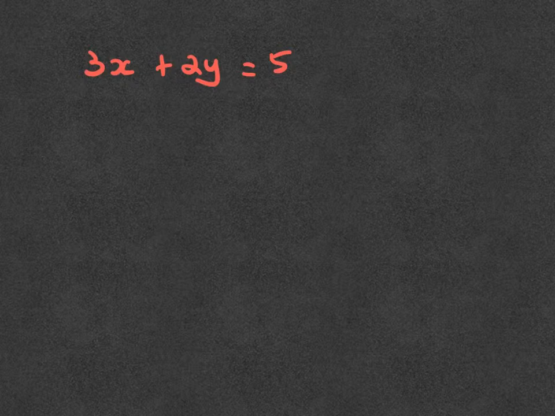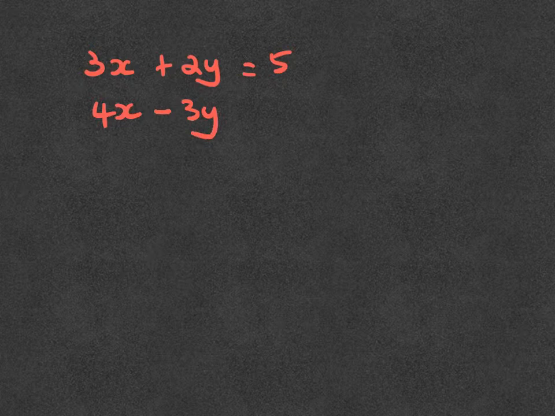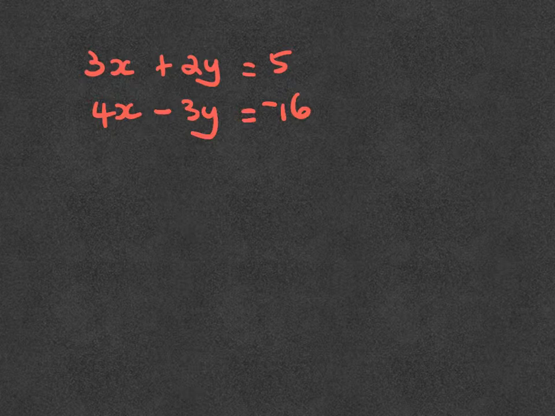Okay, let's have a look at another example where we need to try and match our coefficients, because remember they need to be the same for us to solve. So let's start with 3x plus 2y equals 5 and 4x take 3y equals negative 16. So we need to find something where we can multiply each side, or the coefficient of each other, to get the same. So we could use 2 and 3.